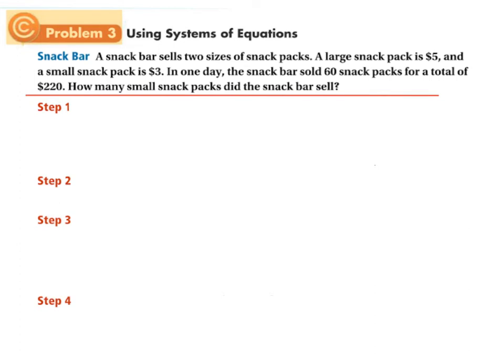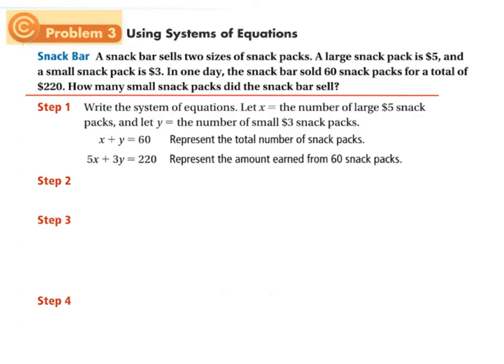What do we need to do here? The first thing we need to do is define the variables. We're going to say X will be equal to however many large $5 snack packs were sold, and Y equals the number of small $3 snack packs. And now we have two equations because here's the deal. We can say the small ones plus the large ones equaled 60 because they sold 60 packs.